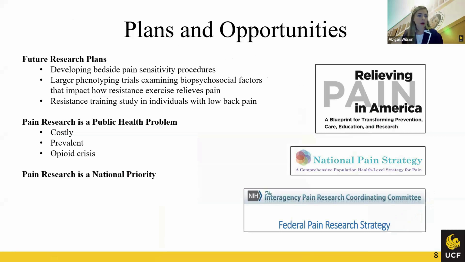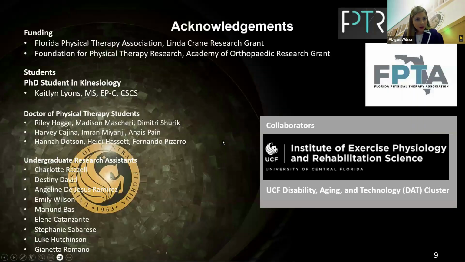And I just want to conclude by really talking about the scope of the pain problem. So pain research and chronic pain is really a public health problem. Pain is more costly and prevalent than cancer, diabetes, and heart disease all combined. And this, combined with the ongoing opioid crisis, has really elevated pain research to be a national priority. So there are a number of federal research initiatives that are trying to tackle the problem of chronic pain and better investigate that.